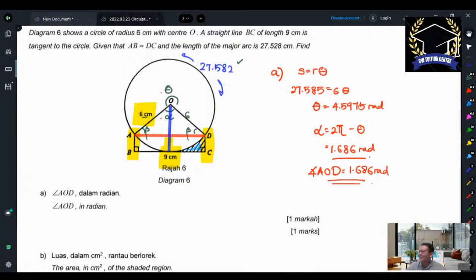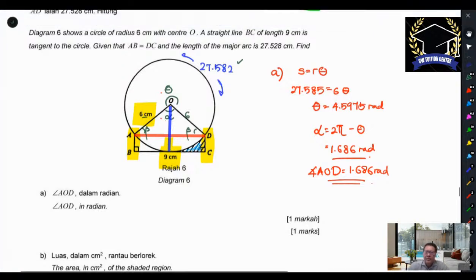Second part. Luas kawasan berlorek. Luas kawasan berlorek. That means how to find this luas kawasan berlorek? Can you dissect and split it into different parts?